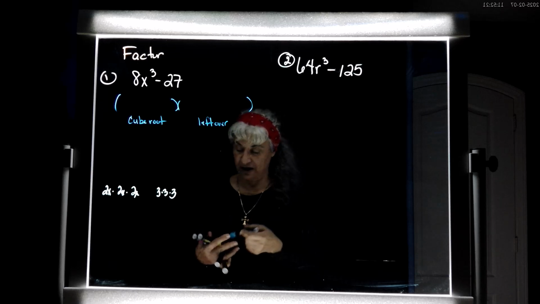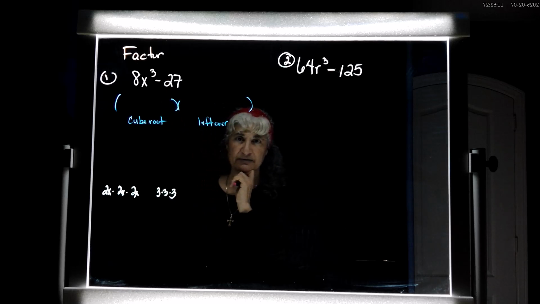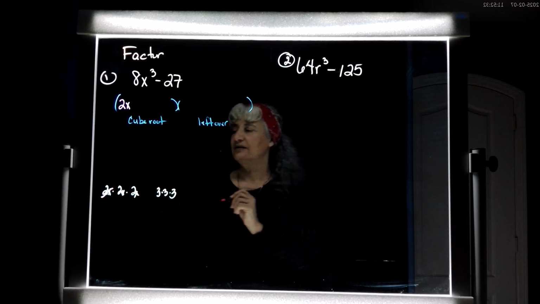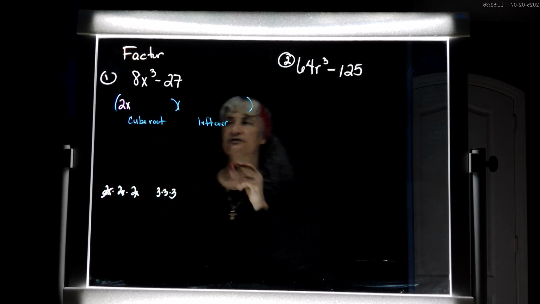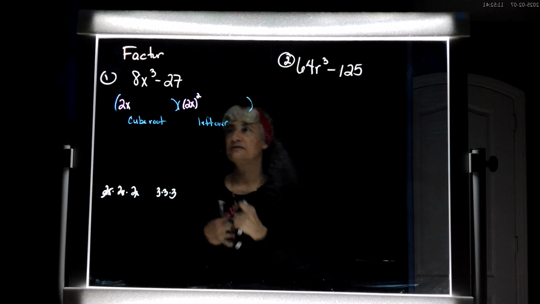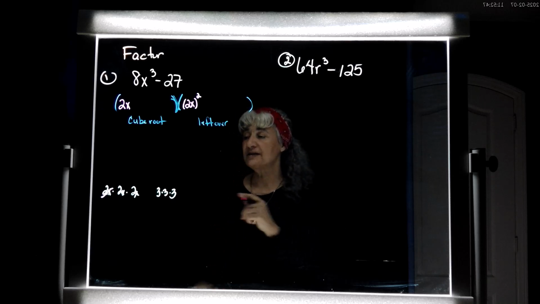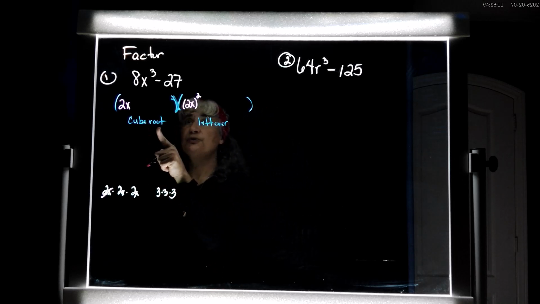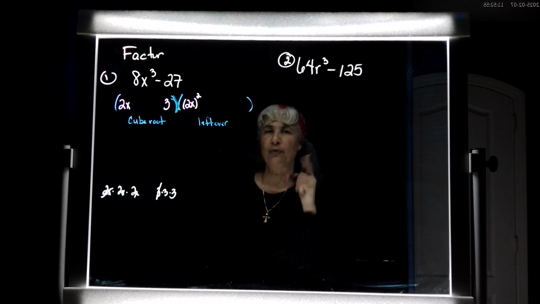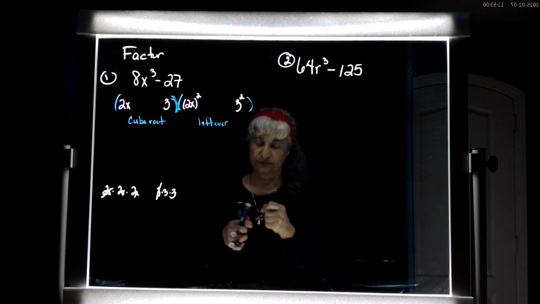All right, so let's talk. What's the cubed root of 8x to the power of 3? 2x. So I used one of those 2x's. How many do I have left over? I've got 2 of them left over. Good? All right. Look at the 27. What's the cubed root of 27? 3. So I used one of those 3's. How many do I have left over? I have 2 of them left over. Good.